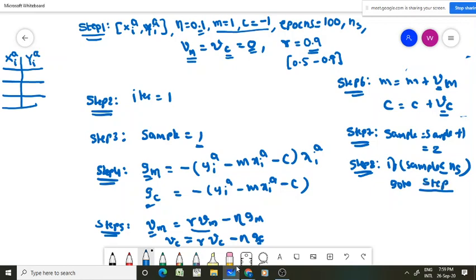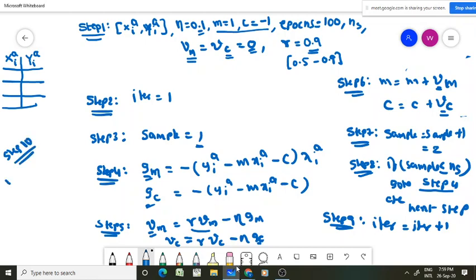We go to step 4, where we calculate the gradient for the current sample, with respect to the model parameters M and C for the current iteration. Else, that means you have reached the maximum number of samples available in the data set, and you go to the next step, step 9. In step 9, you update the iteration count: iter equals iter plus 1. Now go to the next step, step 10.